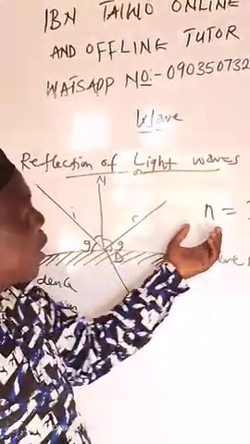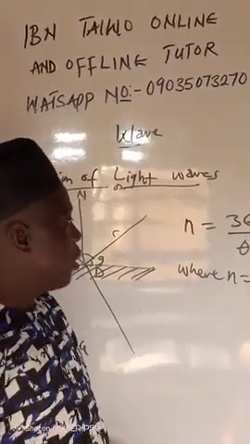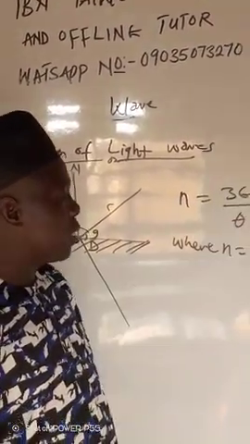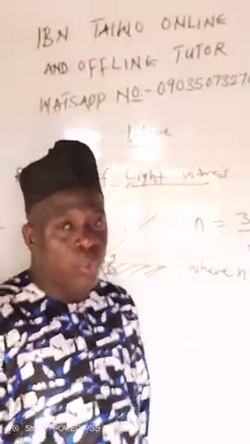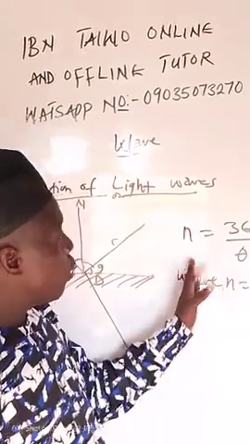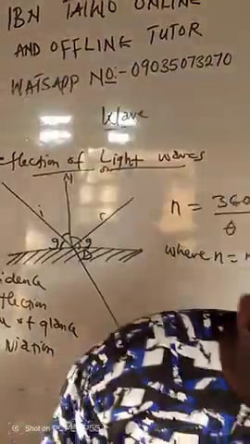Now let's talk about this. n is the number of images. Then the number of images is equal to 360 over theta, minus 1. Let me quickly solve a question or two based on this one. Let's listen to the question.